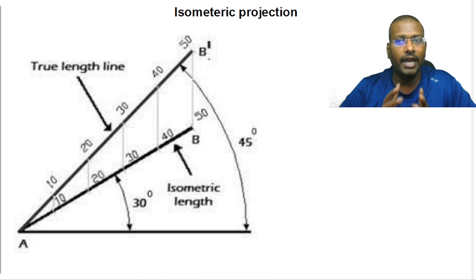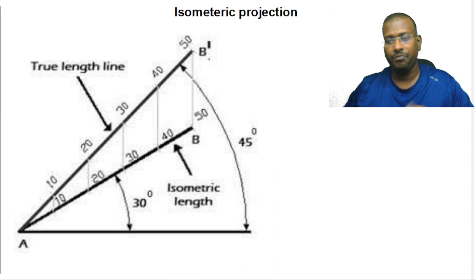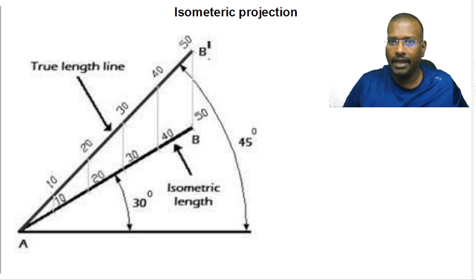So in order to get how much the view inclination, that shadow, how much length it will appear, how should I know? So very simple. From this scale we can get it. Let us consider AB dash is the true length. AB is the isometric length. Is it clear, my dear friends?